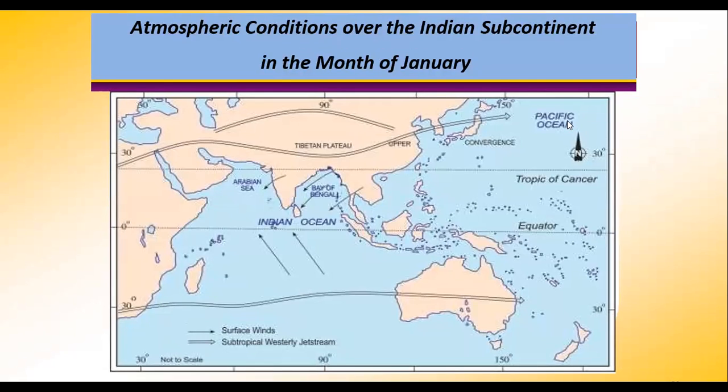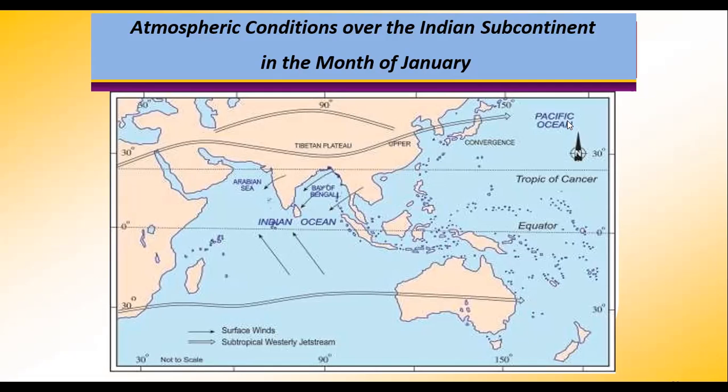This is a map which shows the atmospheric condition over the Indian subcontinent in the month of January. So if you see, in January, the winds are flowing towards the west.